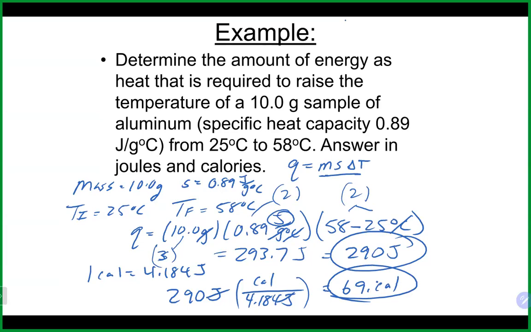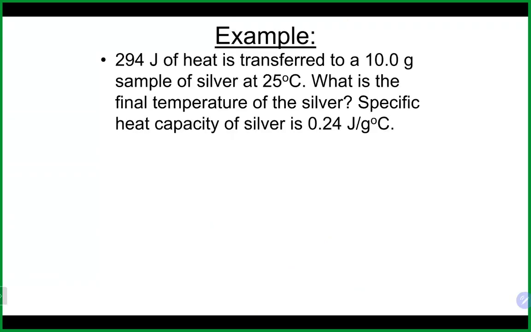let's try another one then. We have 294 joules of heat is transferred to 10 grams of silver at 25 degrees. What is the final temperature of the silver if the specific heat capacity of silver is 0.24? So we're looking for the final temperature here in degrees Celsius. So see what you come up with.